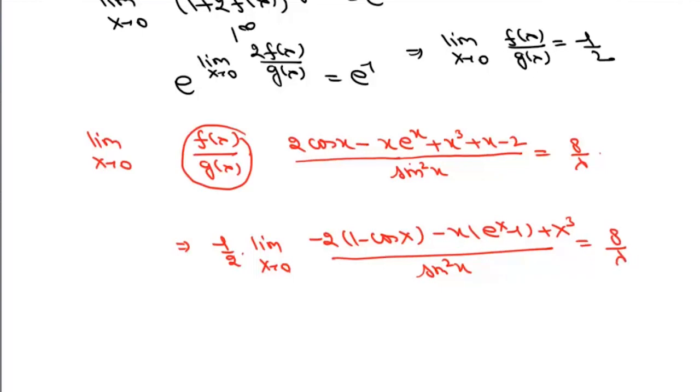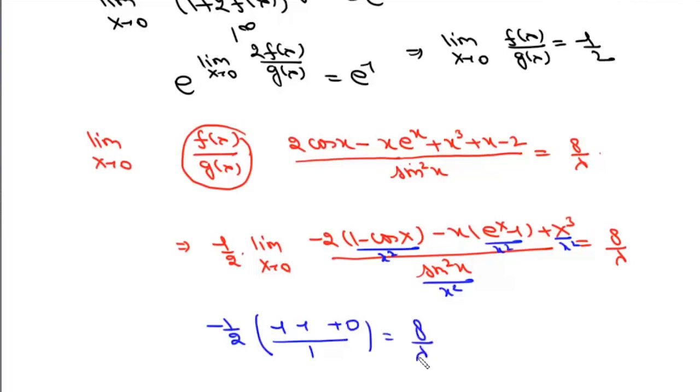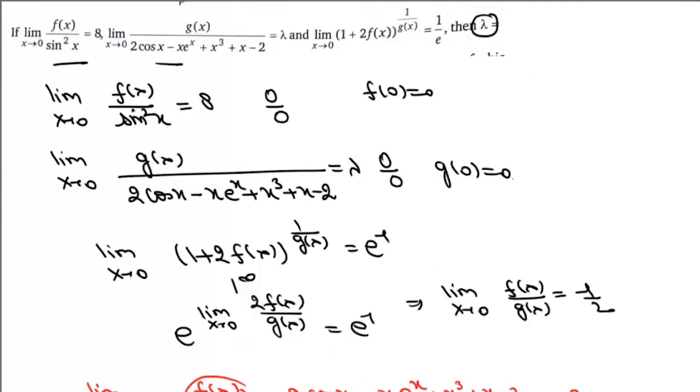What we'll do is, we'll divide numerator and denominator by x square. So this is x square, this is x square upon x square. Now this is minus 1 by 2. Now 1 minus cos x upon x square is 1 by 2. So this is minus 1. Here e to the power x minus 1 upon x is 1. X will cancel. So this is minus 1 plus 0 upon 1, that is equal to 8 upon lambda. So clearly the value of lambda is 8, and that is the answer to this question.